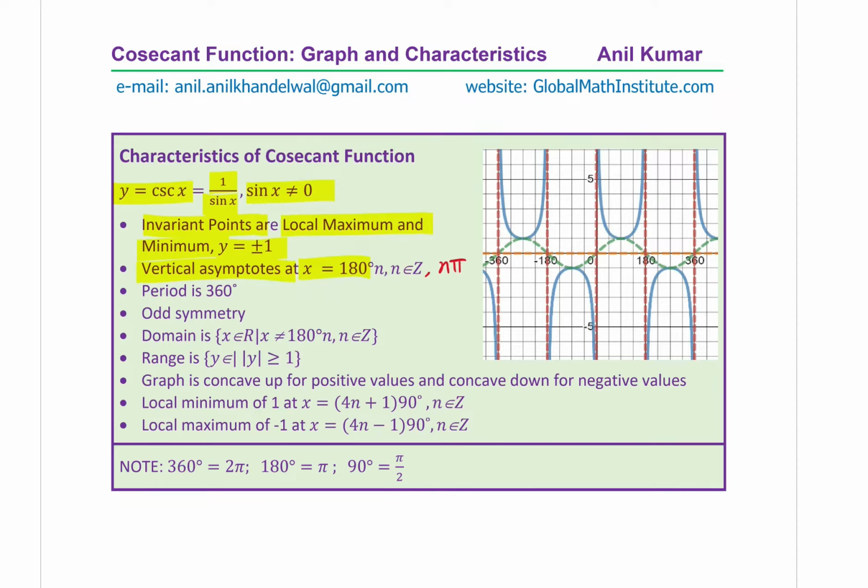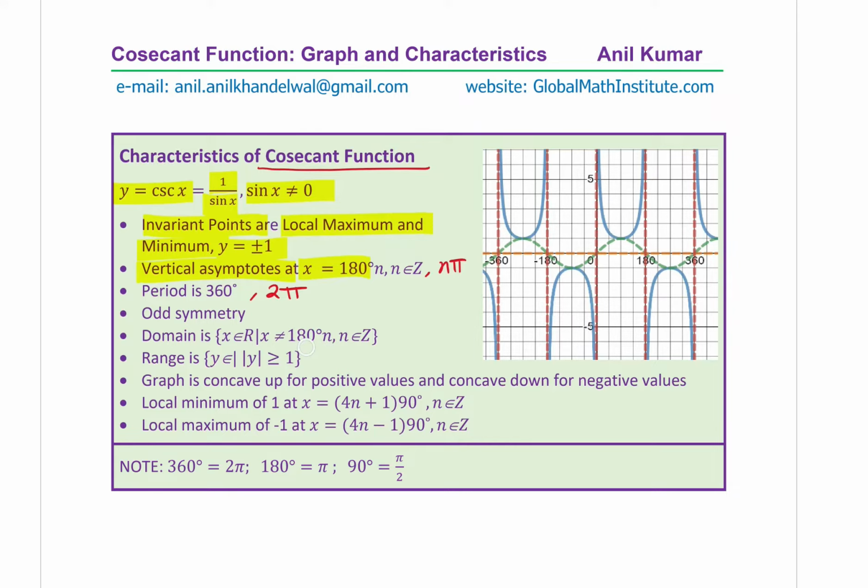The period for sine function is 360 degrees or 2 pi. So the period for the cosecant function will also remain as 2 pi. Both will have odd symmetry. The domain for the cosecant function, since we are considering the characteristics of cosecant function, will not include the zeros of sine, which are the vertical asymptotes.